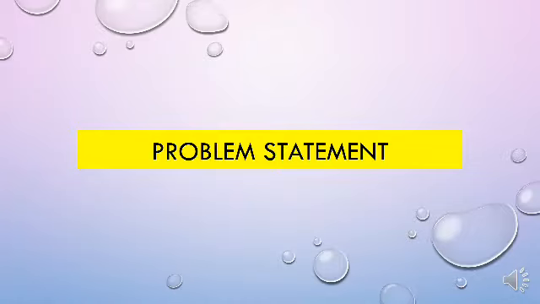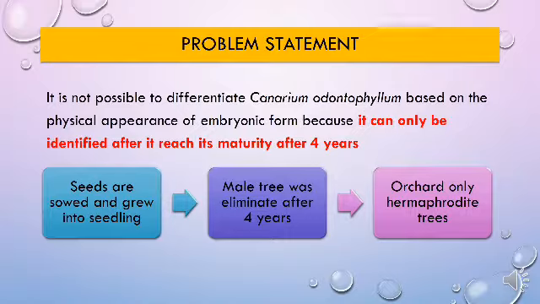Problem statement. It is not possible to differentiate Canarium odontophyllum based on the physical appearance of its embryonic form, because the sex can only be identified after it reaches maturity, which is after 4 years. At first, seeds are sown and grow into seedlings. This means the general practice is to plant Canarium odontophyllum for 4 years and eliminate unwanted male trees to develop orchards that only have female trees, to save space and labor costs. Thus, to prevent the uncertainty of the plant sex, the orchards retain only hermaphrodite trees.